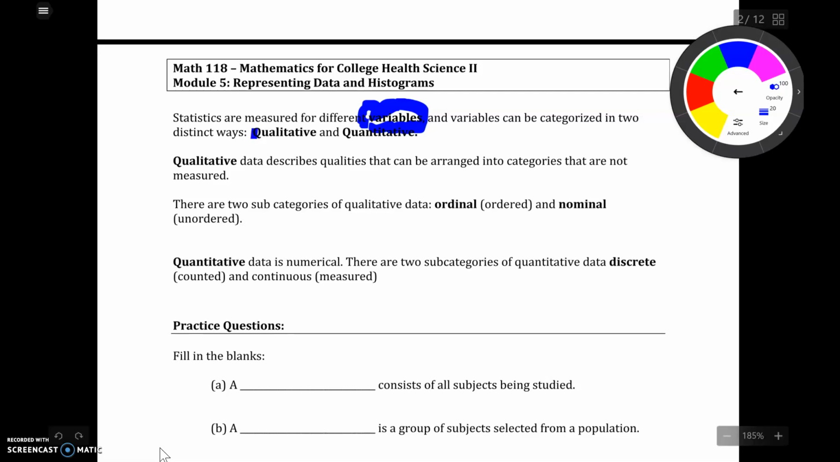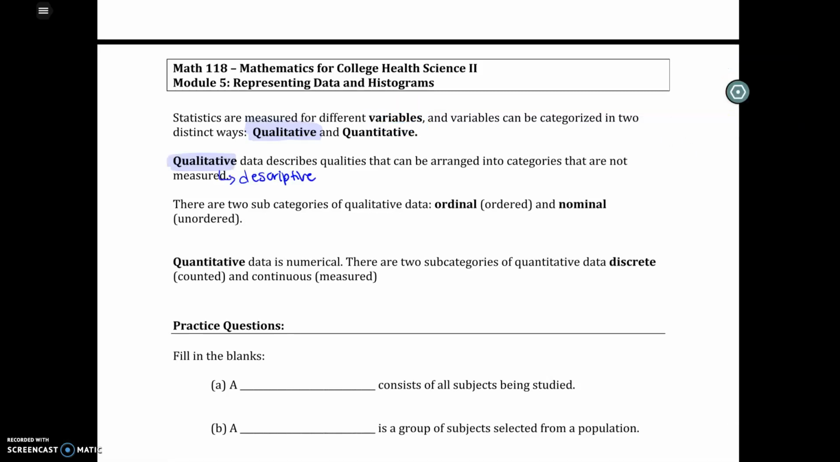So we can have qualitative variables. Qualitative variables are descriptive. And there's different types, right? There's all sorts of types of different descriptive variables we might be interested in collecting information about. We might be interested in things like eye color. What else? We could be interested in emotional state.